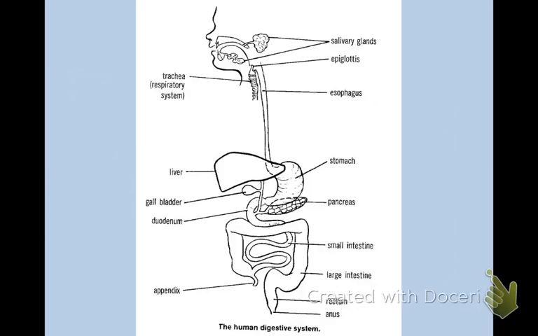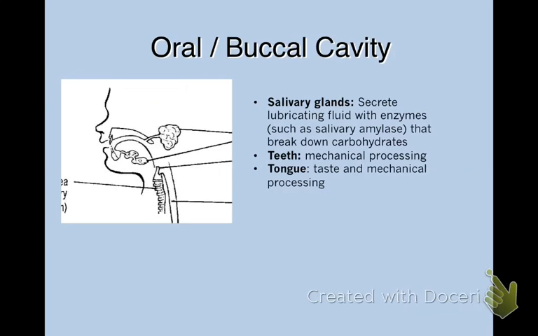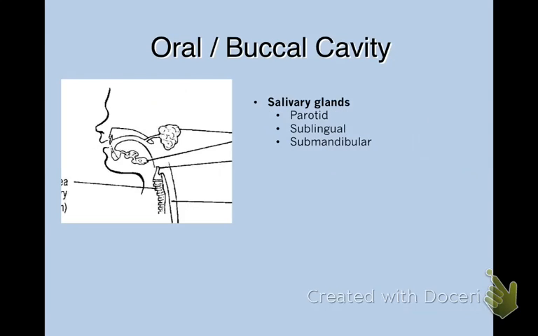So if we go step by step, the first step is obviously what you put in your mouth. So this is the oral cavity. And the oral cavity is important because that's where you chew your food, and it secretes this lubricating fluid with enzymes, such as salivary amylase, and that's saliva, and so that's going to break down carbohydrates mostly. And then your teeth and tongue are mostly for chewing and mechanical processing, just preparing stuff for the esophagus.